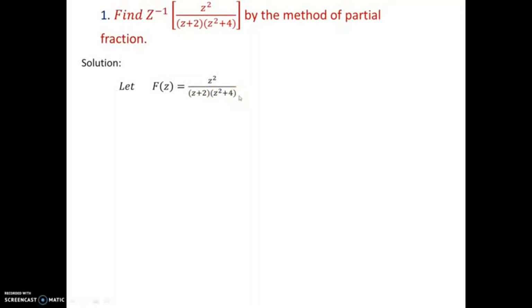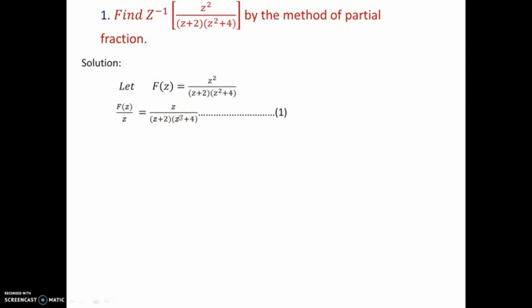We already know that it is convenient to write f of z by z, because most of the formulas for inverse z transform have z in the numerator. Here we can take out z to the numerator. Therefore, we write f of z by z equal to z divided by (z plus 2)(z squared plus 4). Here the degree of denominator is 3 and the degree of numerator is 1.